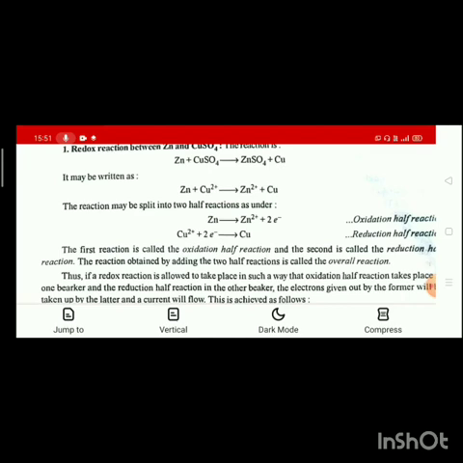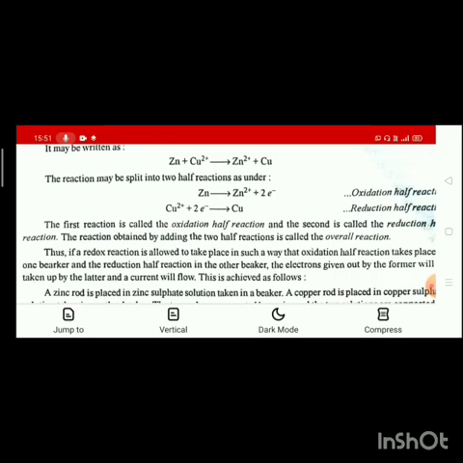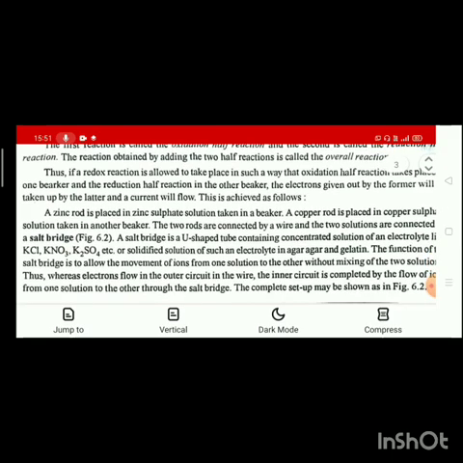The first reaction is called oxidation half reaction and the second is called reduction half reaction. The reaction obtained by adding the two half reactions is called the overall reaction. Thus, if a redox reaction is allowed to take place in such a way that oxidation half reaction takes place in one beaker and reduction half reaction in the other beaker, the electrons given out by the former will be taken up by the latter and a current will flow. This is achieved as follows.